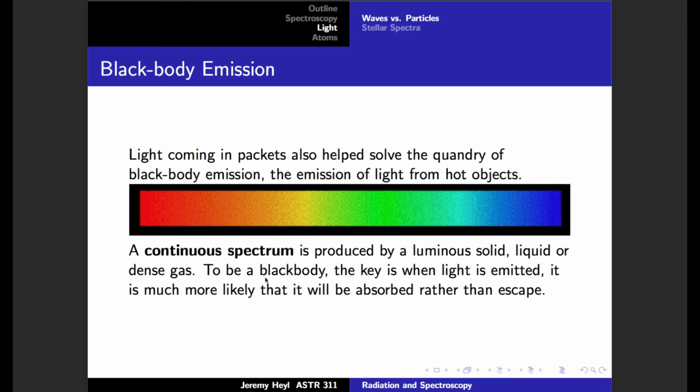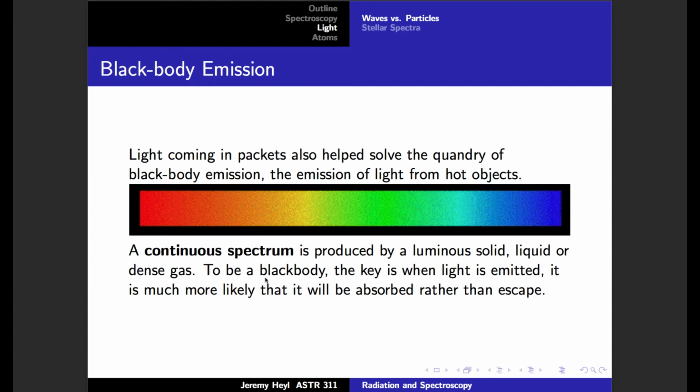A good example of a black body is, the definition is, if a bit of light hits a black body, it's very, very likely to get absorbed. That's the idea. So a black sweater would be like a black body. Or your oven. If you look in the oven, it's dark in there, right?